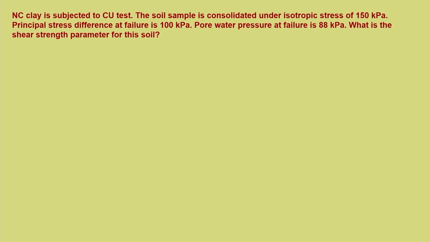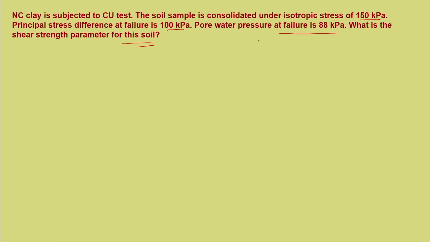Let us quickly see the significance of what we have just understood. NC clay is subjected to a CU test. The soil sample is consolidated under an isotropic stress of 150 kilopascal. The principal stress difference at failure is 100 kilopascal. What is meant by principal stress difference? That is the deviatoric stress at failure. Pore pressure at failure is 88 kilopascal. What is the shear strength parameter for this soil? Nothing is told about back pressure, so we will not get into that.